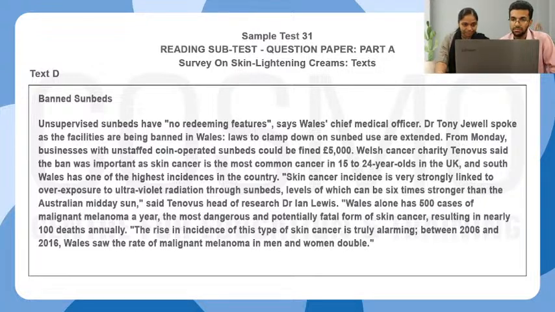Where can we find it? The fourth last sentence. So, can you find out how many death cases were reported annually in Wales? Okay, you are right, Jyotis and Akila. That information can be found in Text D. So, can you identify the number? What is the exact number of deaths due to malignant melanoma in Wales annually?